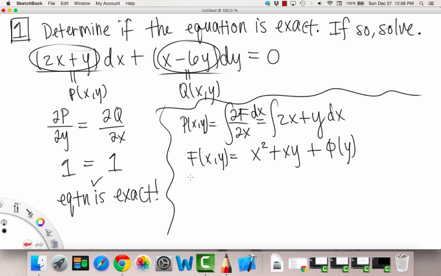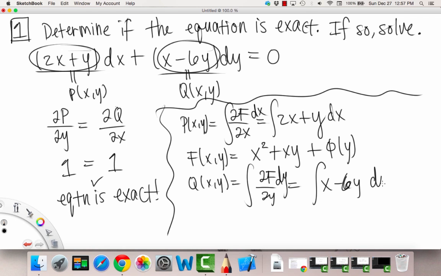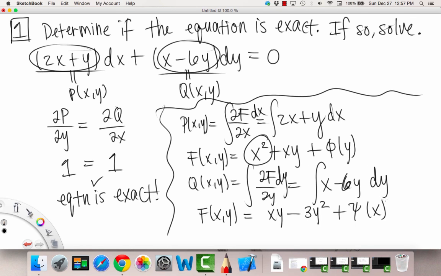And then let's see, if we go from the Q side, then this is equal to the partial of f with respect to y, which is equal to x minus 6y. I need to work on my 6's. But anyways, if we integrate with respect to y on both sides, we get another candidate function, which is f of x, y is equal to xy minus 3 times y squared, plus it could be another function just of x, okay?